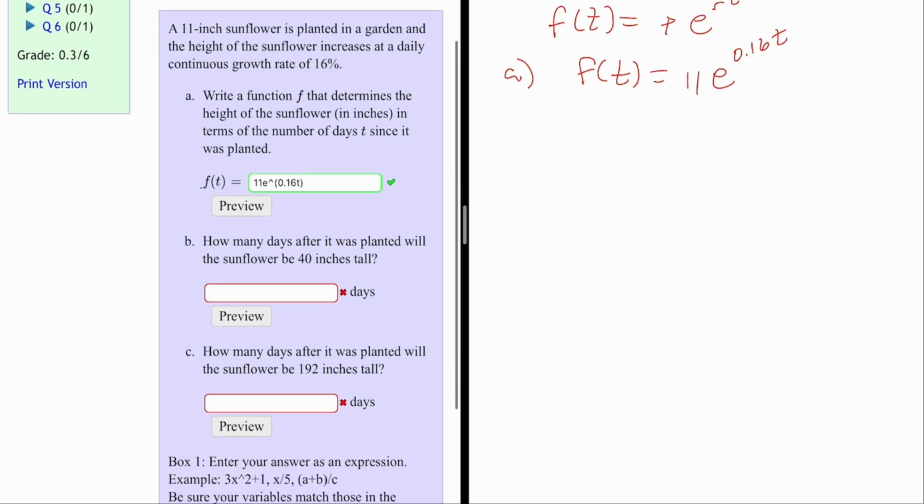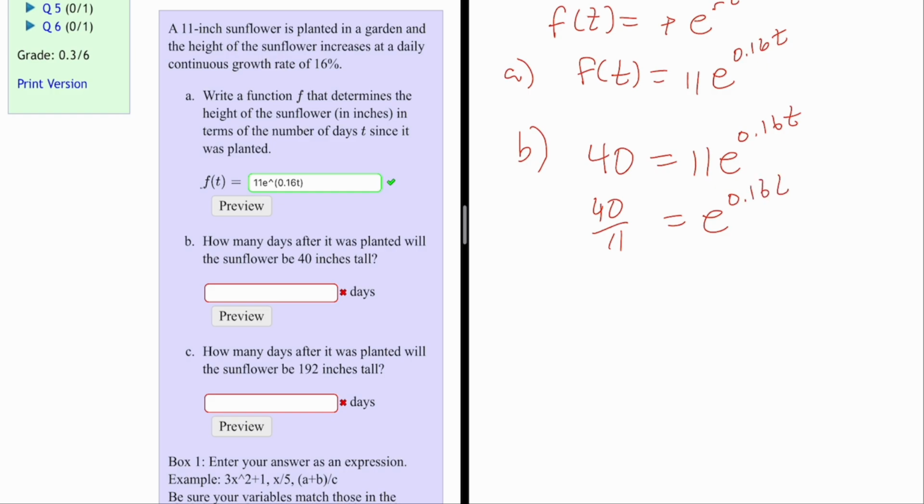Now, part B says, how many days after it's planted will the sunflower be 40 inches tall? So we want to know when this equation will equal 40. So remember, whatever number is here, we got to divide off. So it's 40 divided by 11 equals e to the 0.16 t. Now, the opposite of an e is a natural log. So if you stick a natural log over here, it will equal the power.